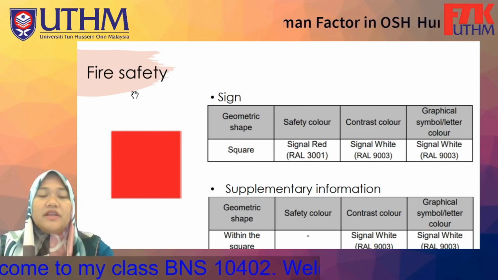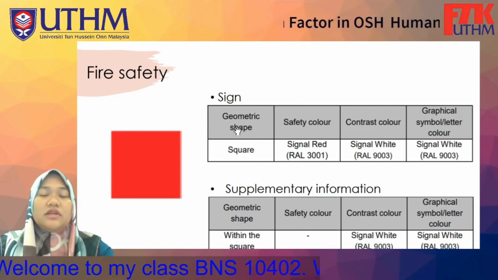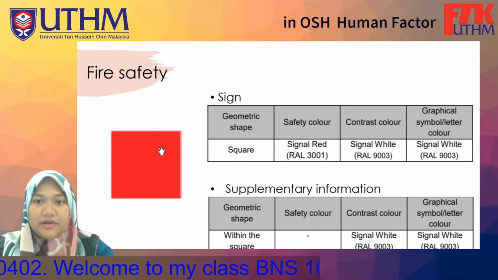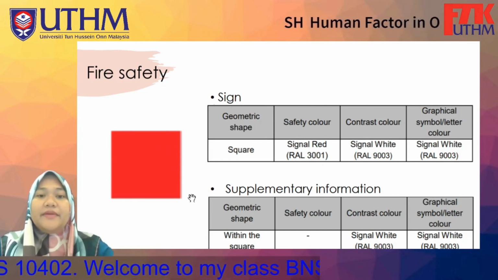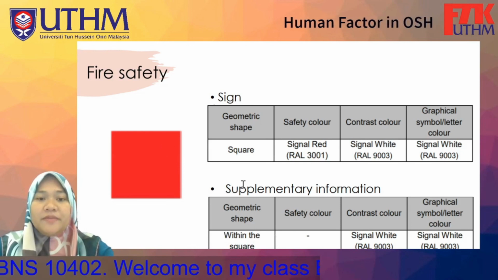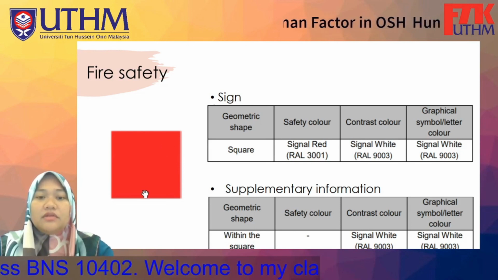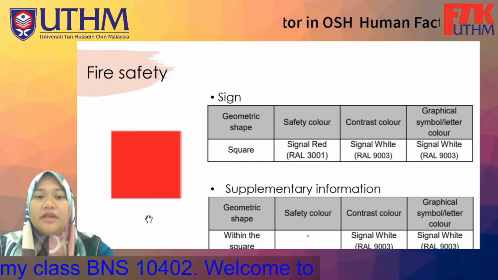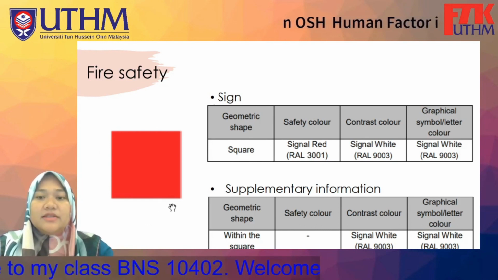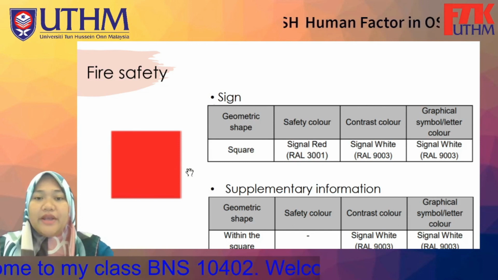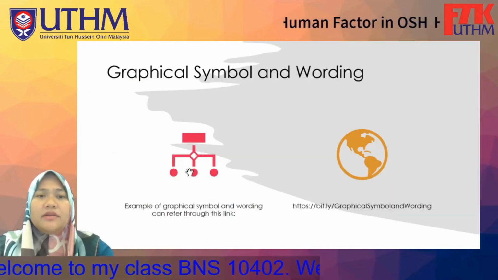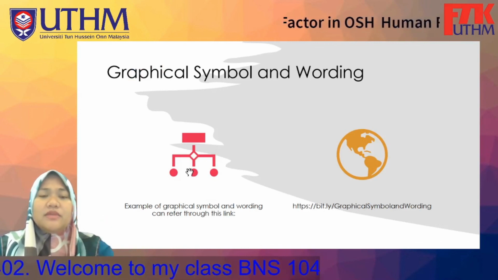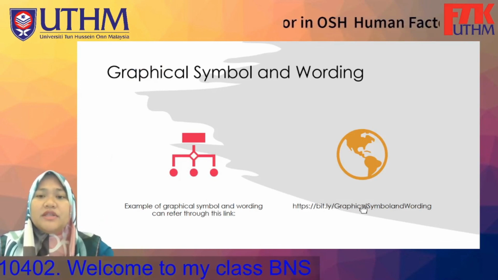For fire safety, the shape is a square, the safety color must be red, and the contrast color is white. The supplementary information is also within the square shape. The safety color is none and the contrast color is white. For the graphical symbols and wording, examples can be found through this link.